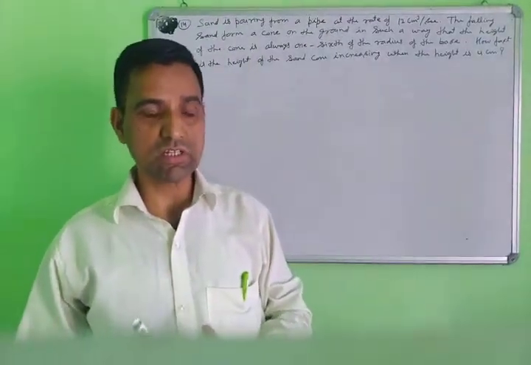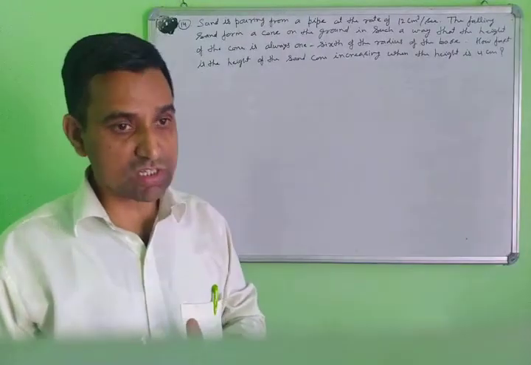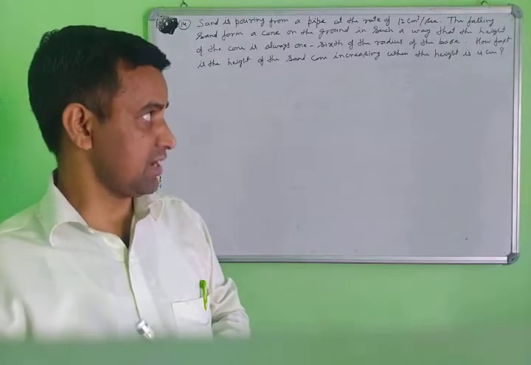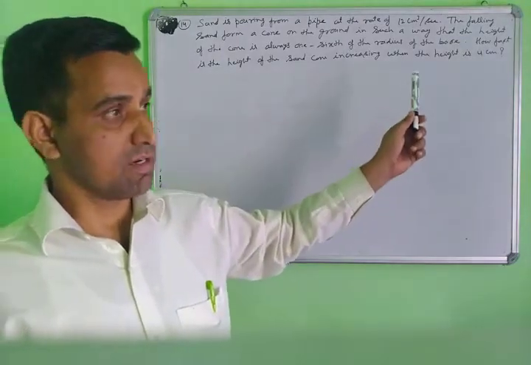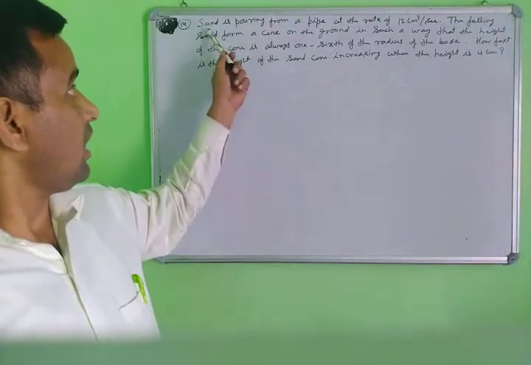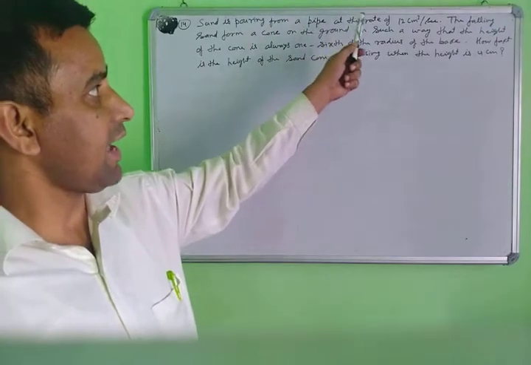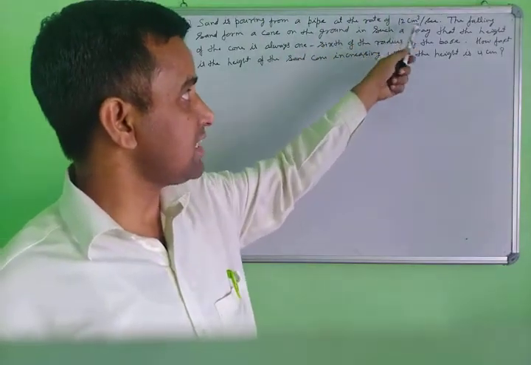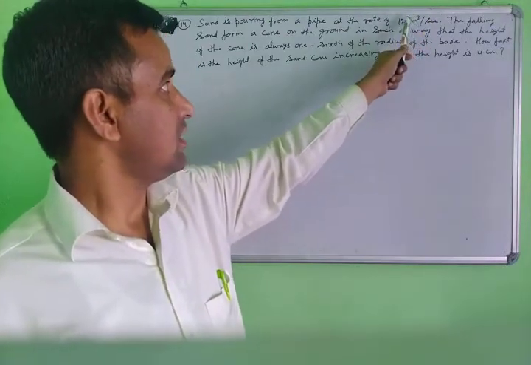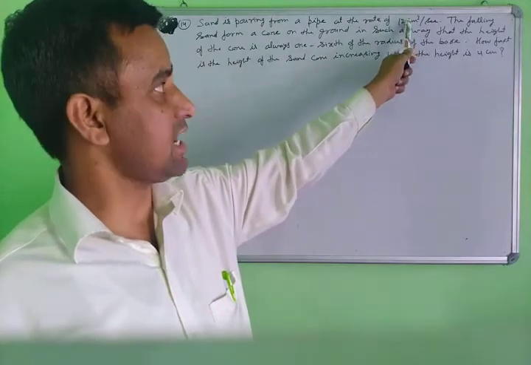First read the question two or three times very carefully, then understand the question: what things are given and what is required to find the answer. Here, sand is poured with the help of a pipe, and the rate of the volume of the sand is given as 12 cm³ per second.